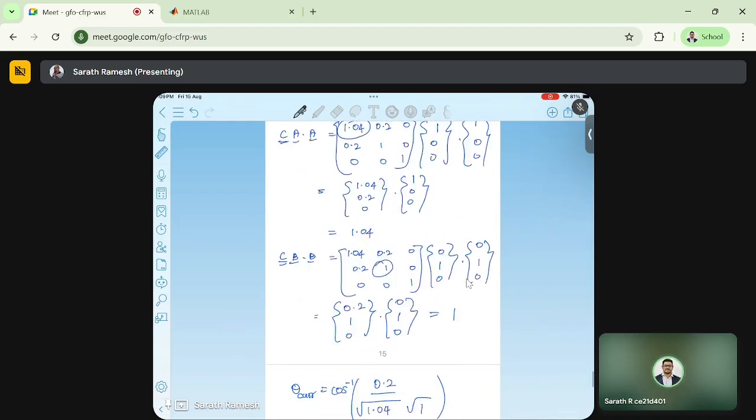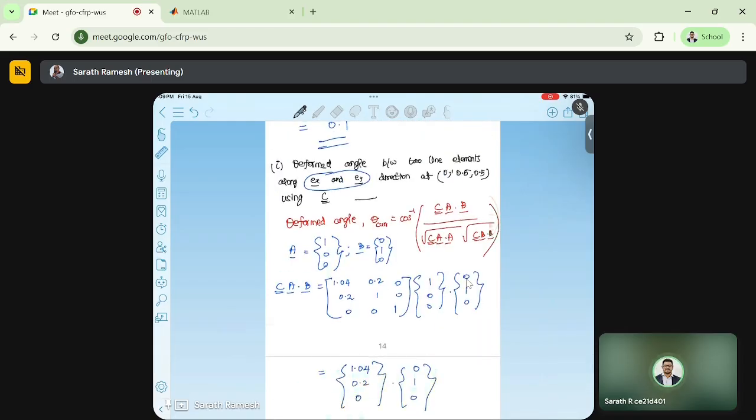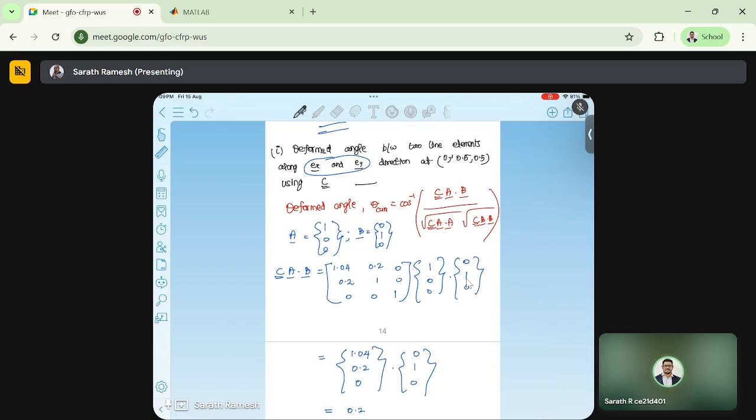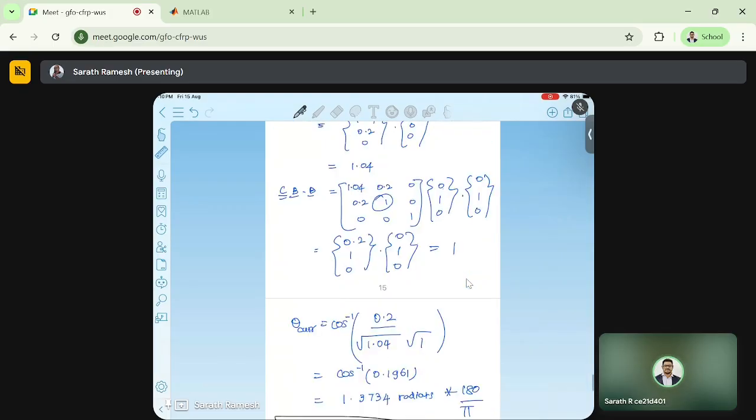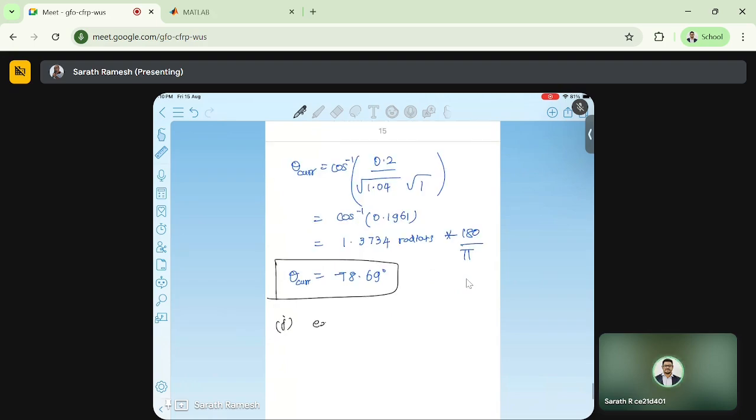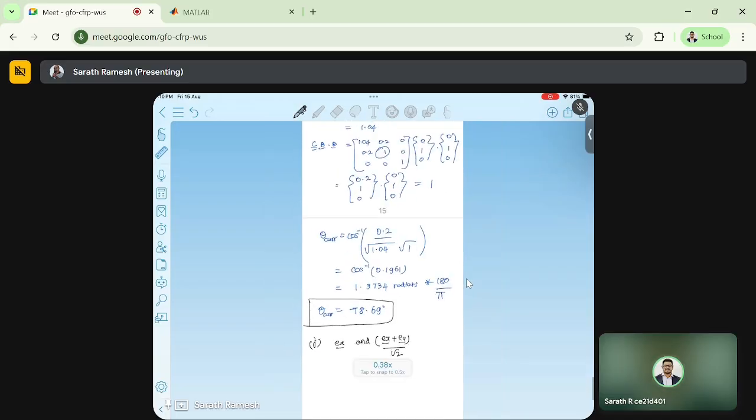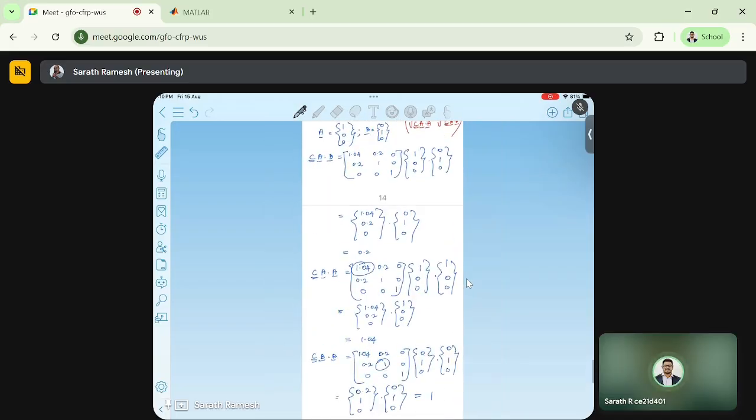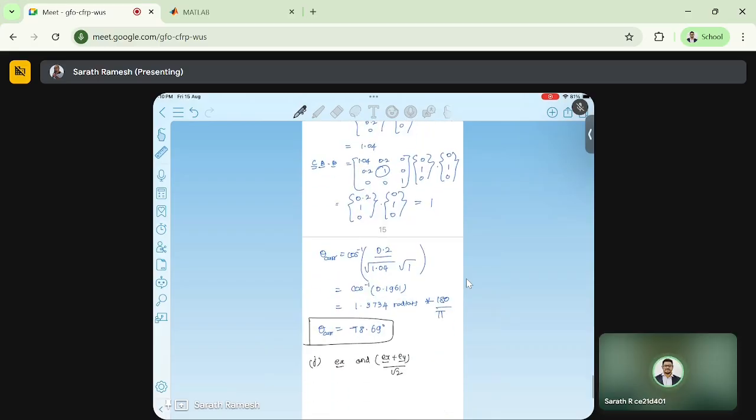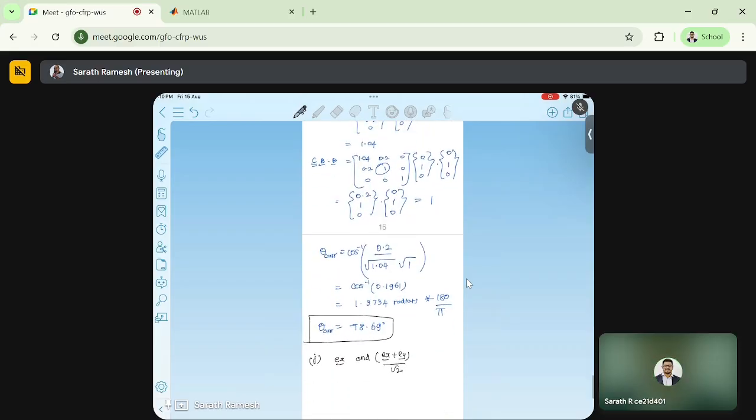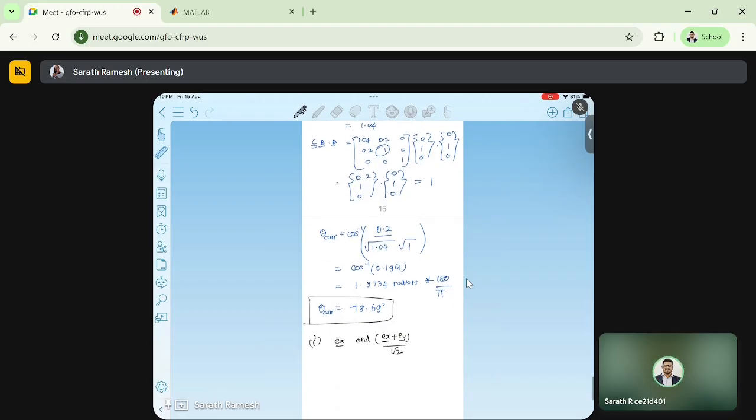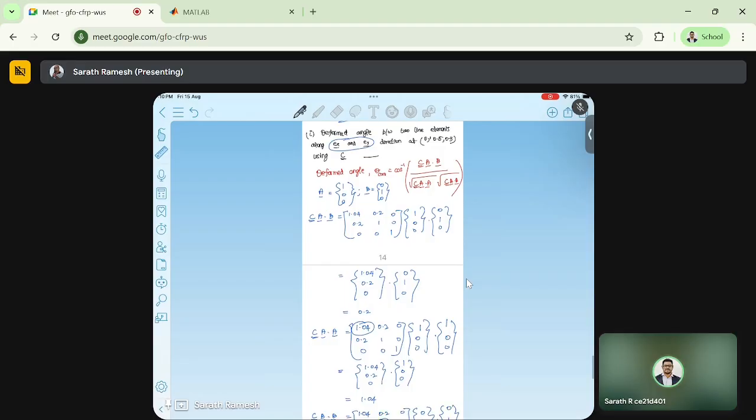The next part of the question, (ii): same question, but here we have to find the deformed angle not between EX and EY. Instead, we have to find it between EX and (EX plus EY) by root 2. So the same process we have to repeat. Instead of 0, 1, 0, we substitute 1 by root 2, 1 by root 2, 0. Now let's do this using MATLAB directly instead of doing it step by step.